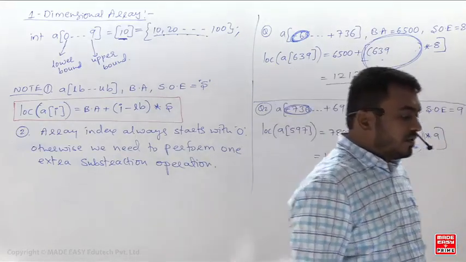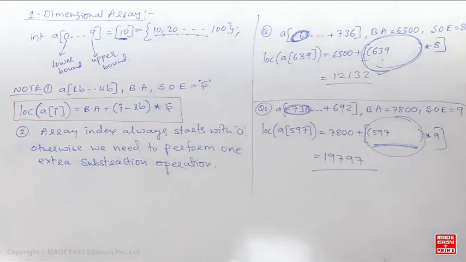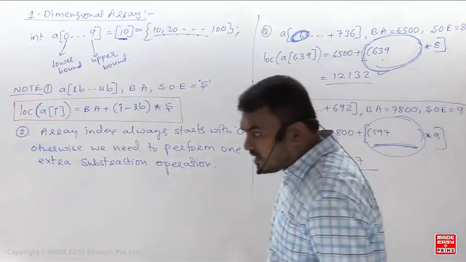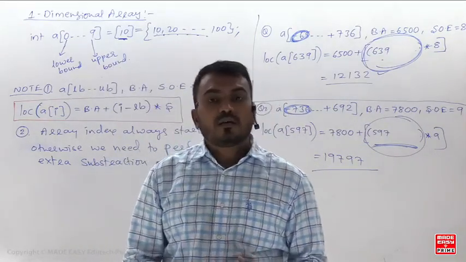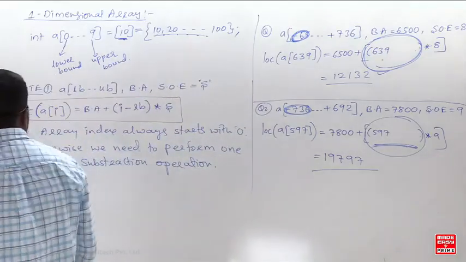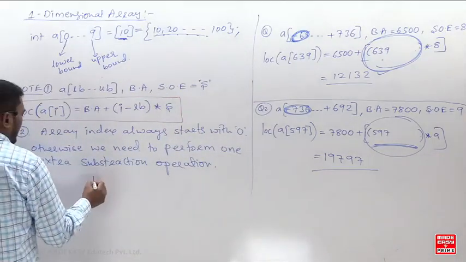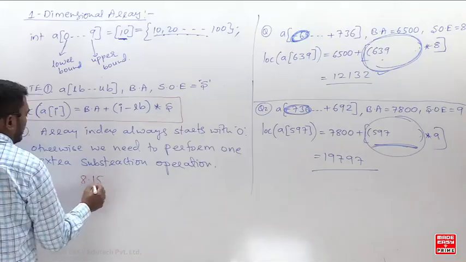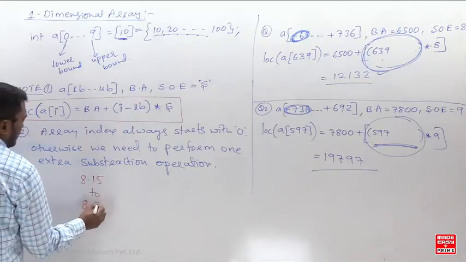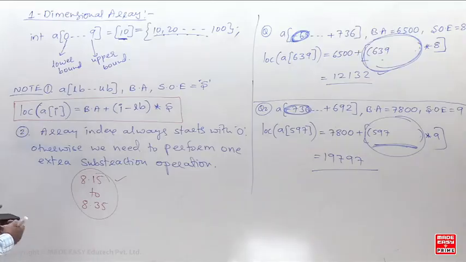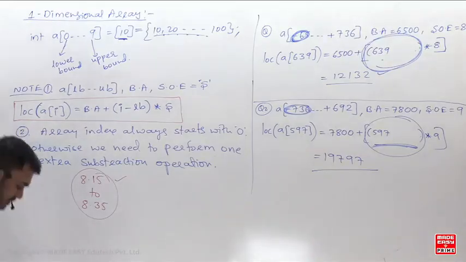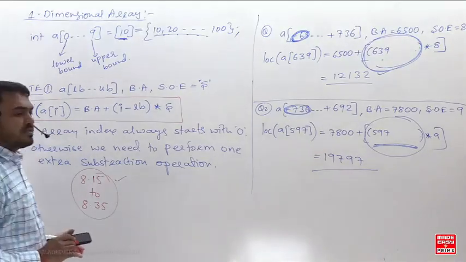Right, so let's have a break. After the break, we will continue with the 2D array. We'll study row major order, column major order, and also lower triangular matrix, and everything remaining. So now the time is 8:15. Let's take the break for 20 minutes, so 8:35. After the break, we'll continue. Is that clear? Right. See you after the break.